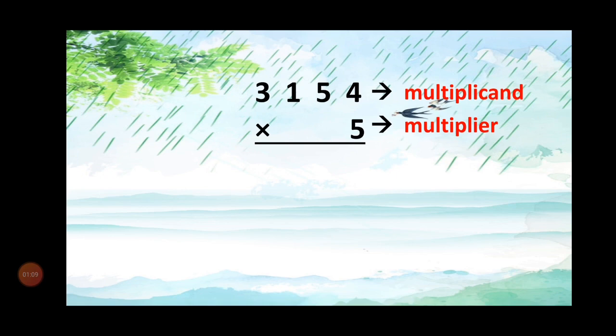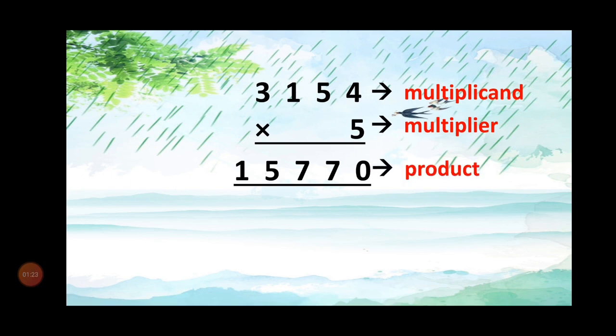So how much now? 3154 into 5, we are getting 15,770. So that result we call the product. So the number that is multiplied is called the multiplicand. The number by which we multiply is called the multiplier. The answer is called the product.